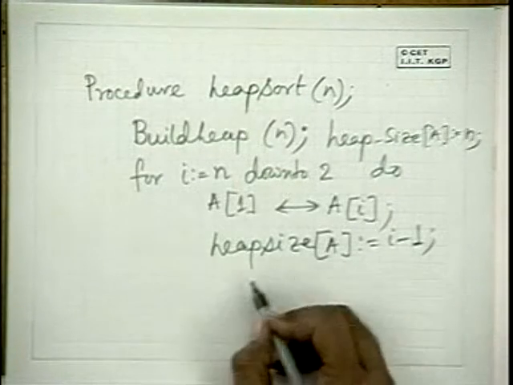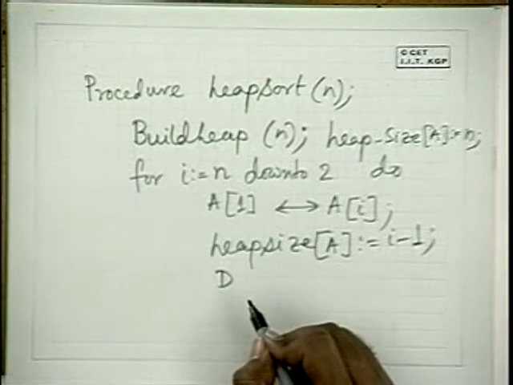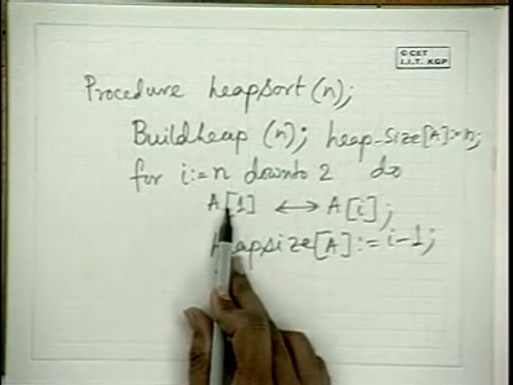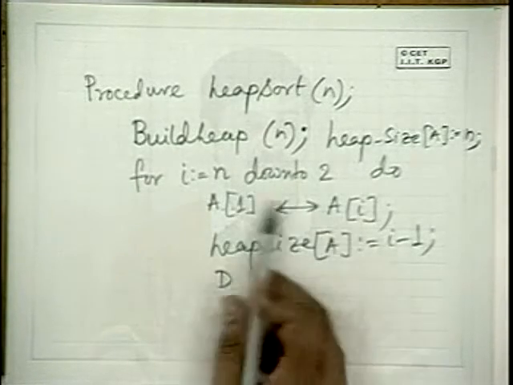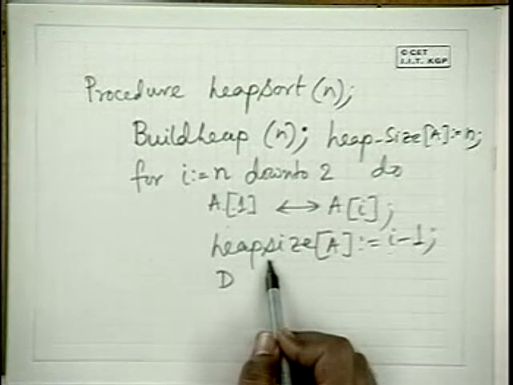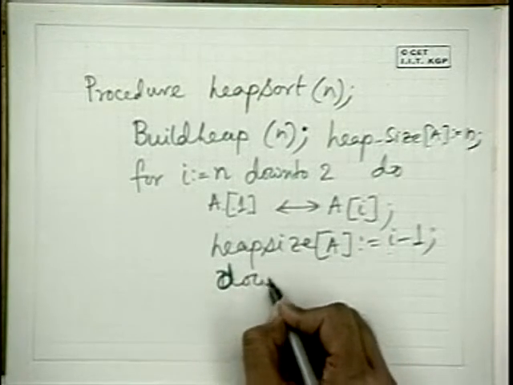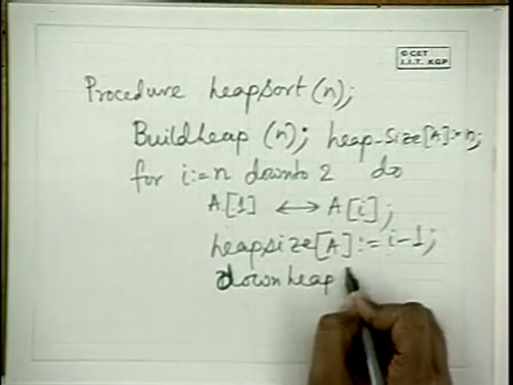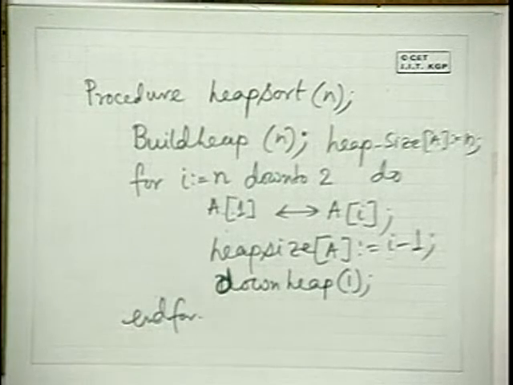Right? Then what? Then what should I do? What I have done is I just exchange A[1] with the last element. Actually, i is keeping track of the last element. Exchange it, the heap size you decrease, and then what should you do? Down heap A, 1, n. No, it should go on decreasing, i minus 1. The variable i, which is fine.